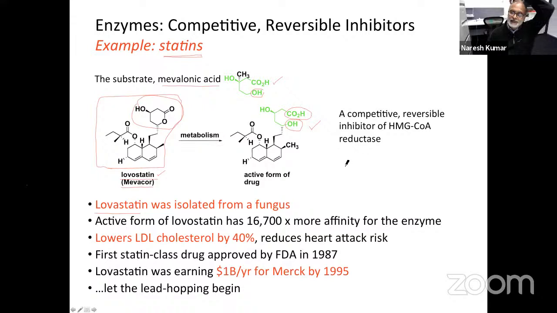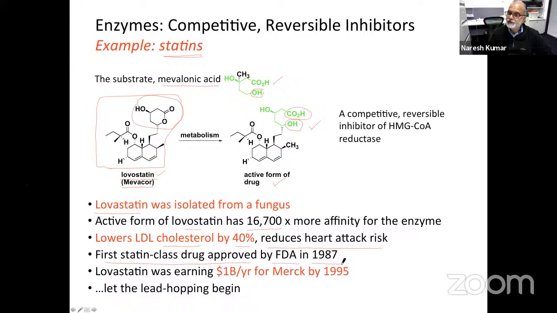The active form of the lovastatin is 17,000 times more active, or has more affinity for the enzyme, than the cyclic compound. And it lowers LDL cholesterol, which is low density lipoprotein cholesterol, by 40%. And it reduces heart attacks. This was the first drug approved by the FDA, the body in the US which approves drugs, in 1987. So discovered many years ago, 1987.